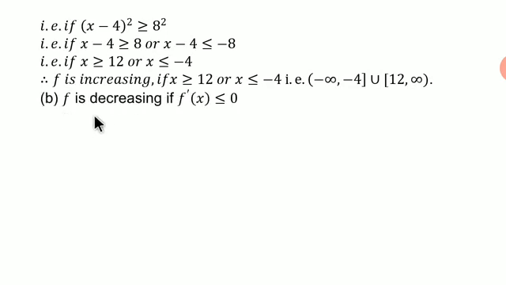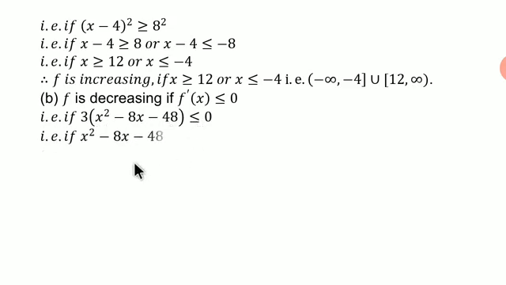Now B, if f is decreasing. So f is decreasing if f dash of x is less than or equal to 0. That is, if 3 into x square minus 8x minus 48 is less than or equal to 0. That is, if x square minus 8x minus 48 is less than or equal to 0. That is, if x square minus 8x is less than or equal to 48.